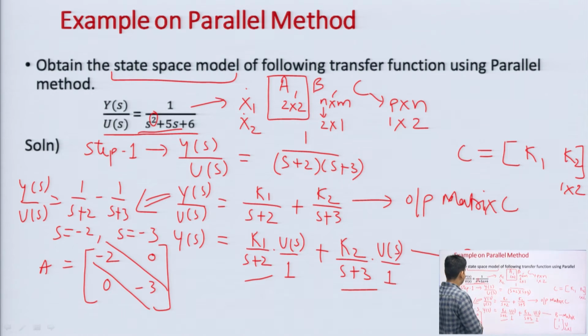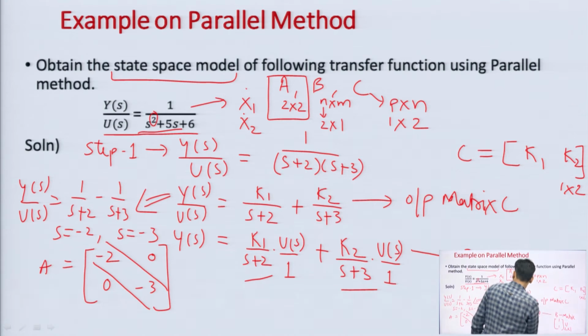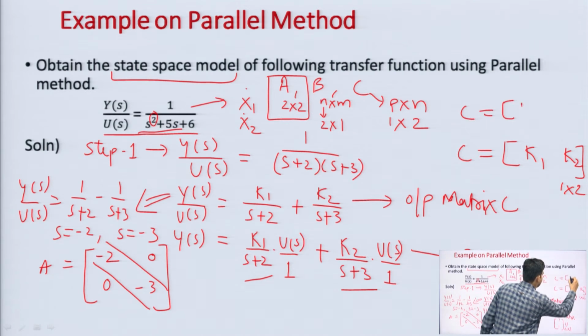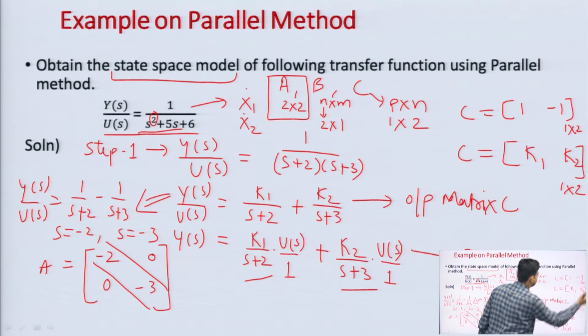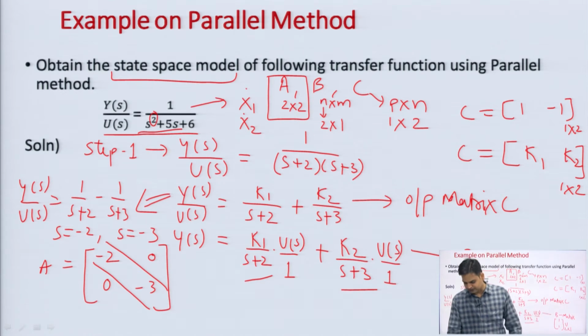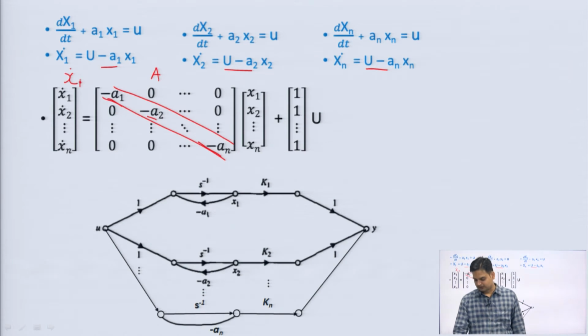So, in this way we obtain the A matrix, B and C matrix. And what would be the value of this C matrix, K 1 K 2? Here the K 1 coefficient is coming 1 and minus 1. The C matrix would be given by 1 and minus 1 of order 1 cross 2, that is it. Okay. So, in this way we can represent the parallel method with the help of this model.